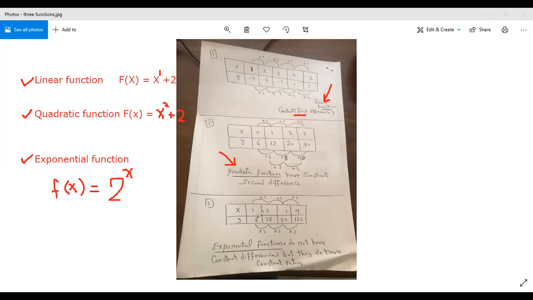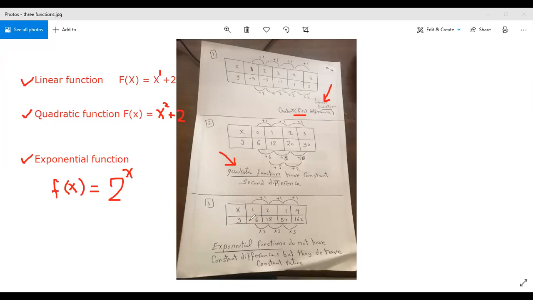Okay, 54 minus 18. It will be? 36, right? Okay. If you try to find the second difference, you can't find a constant difference in this table. Okay, so we will move to the second option.